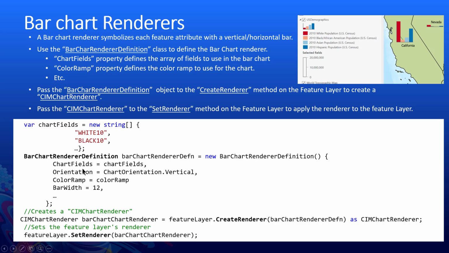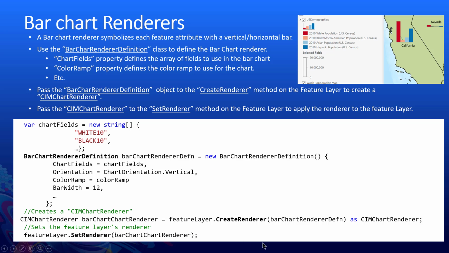The chart fields property is set to the array of strings with the field names. The orientation property defines if the bars need to be vertical or horizontal. Then the color ramp property is another important one. This is where you set the ArcGIS Pro color ramp style to use for your bar chart renderer.